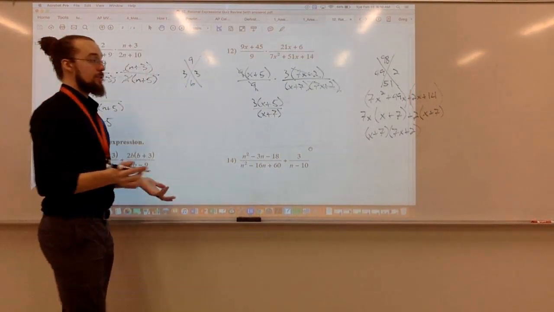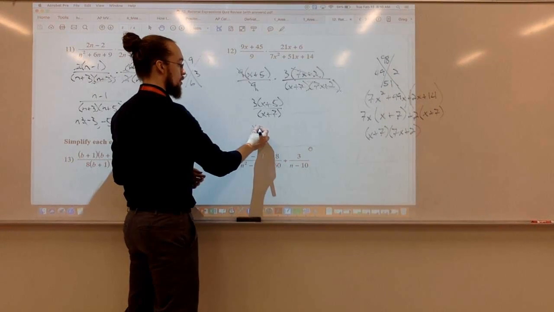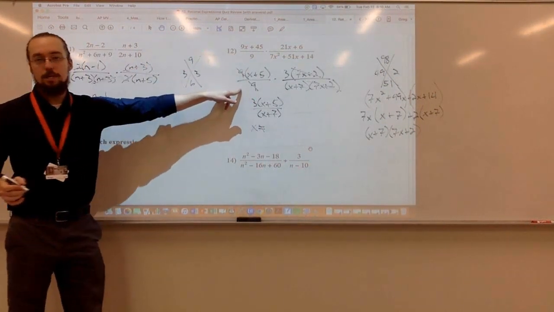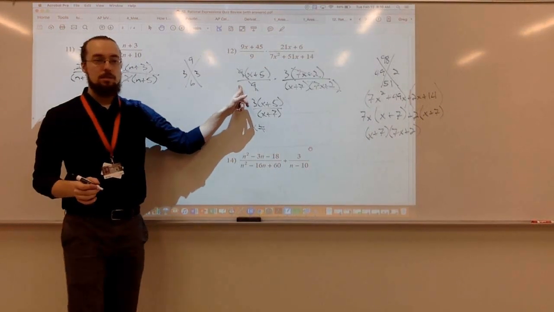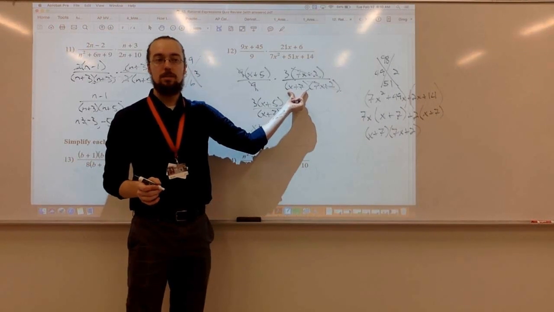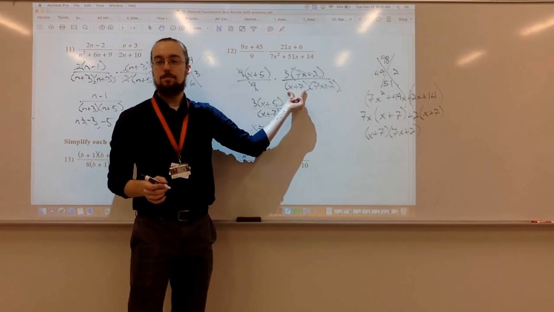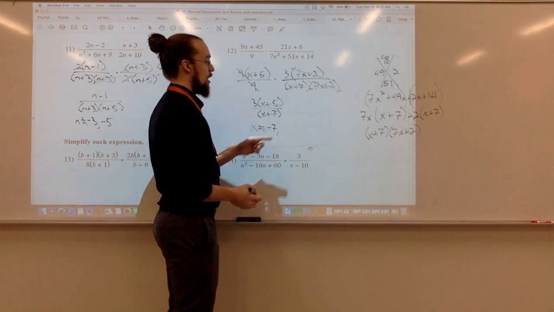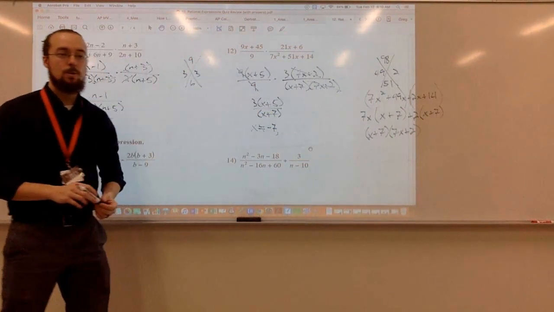Then we need our restrictions. So again, we look at our denominator before we canceled anything out. So how about the 9? Does that give me one? Nope, there's no variable. The x plus 7: negative 7. And then the 7x plus 2.